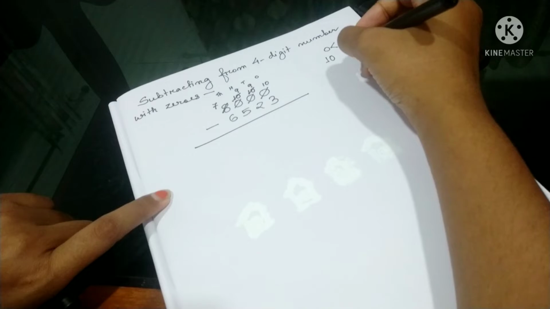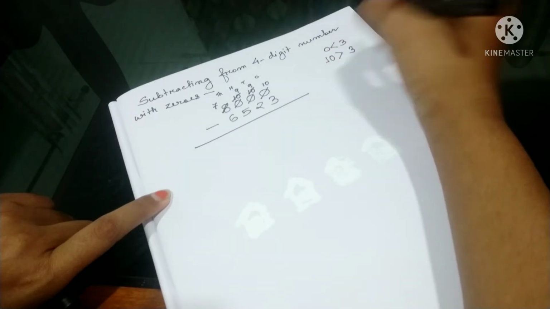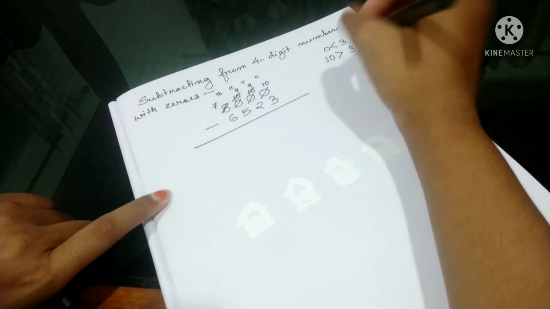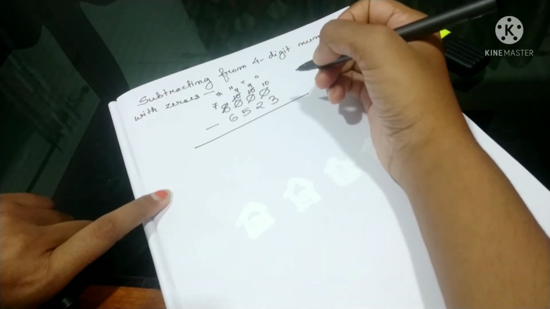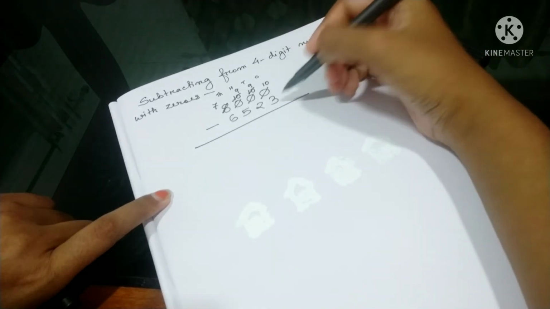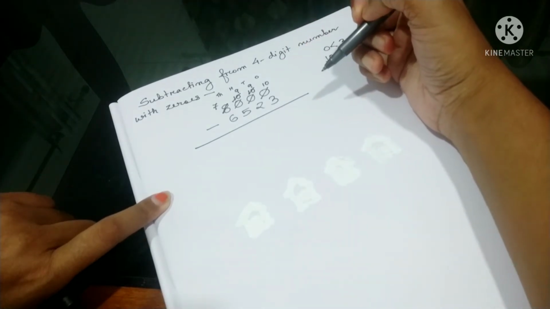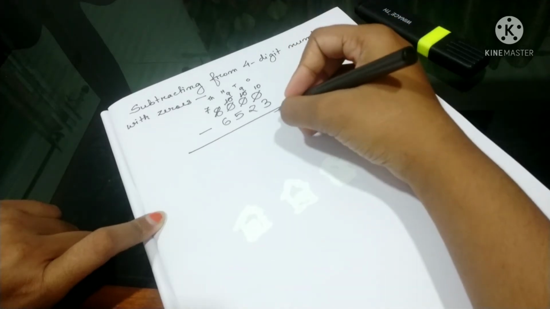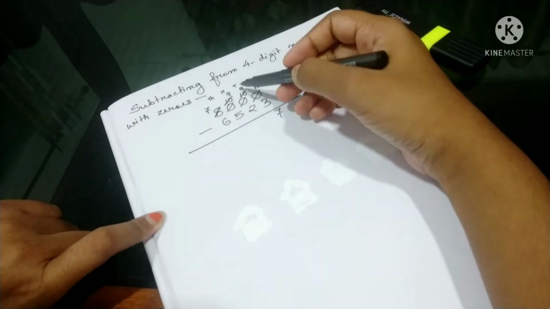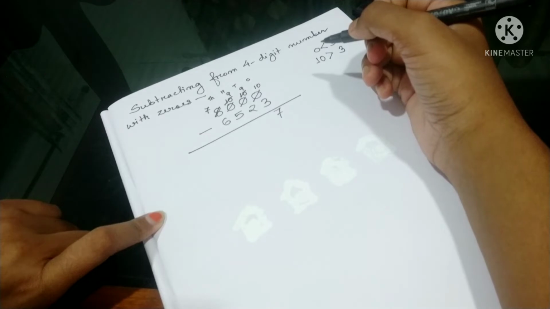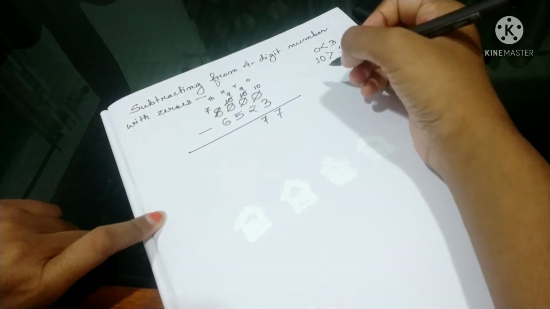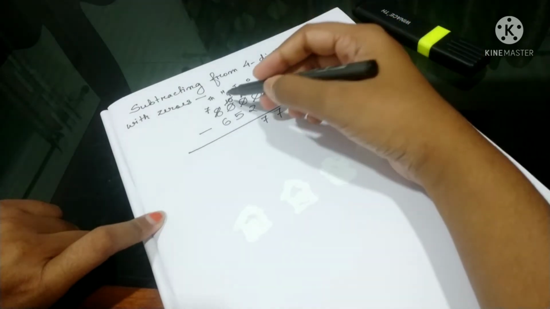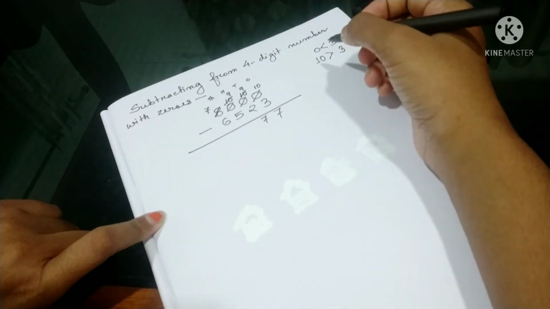Now 10 and 3 are there. Now 10 is the greater one. Yes, 10 is bigger than 3. Now we can do what? Subtraction. Okay, so 10 minus 3, it will be how much? 7, right? 9 minus 2, it will be how much? 7, right? 9 minus 5, it will be how much?